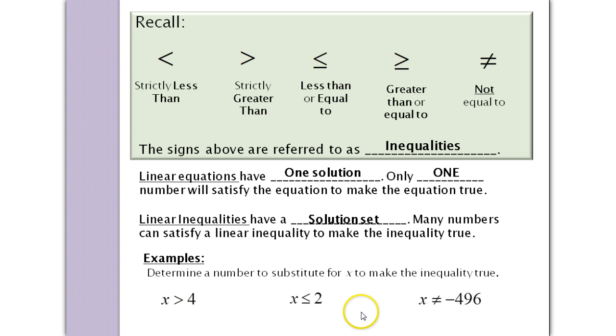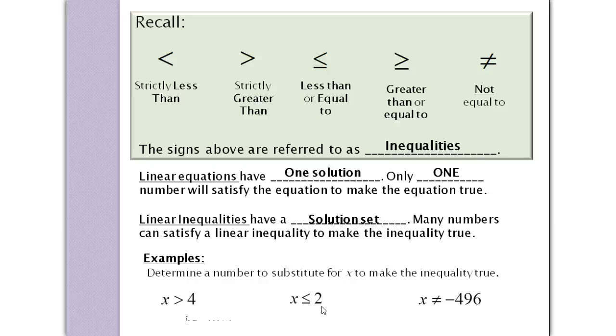Look at the second one. x is less than or equal to 2. Okay, well, what are some numbers that are less than or equal to 2? Well, 2 will work. 1 will work. 0, -5, -20, -6 million, -3,000. All numbers that will satisfy that inequality.